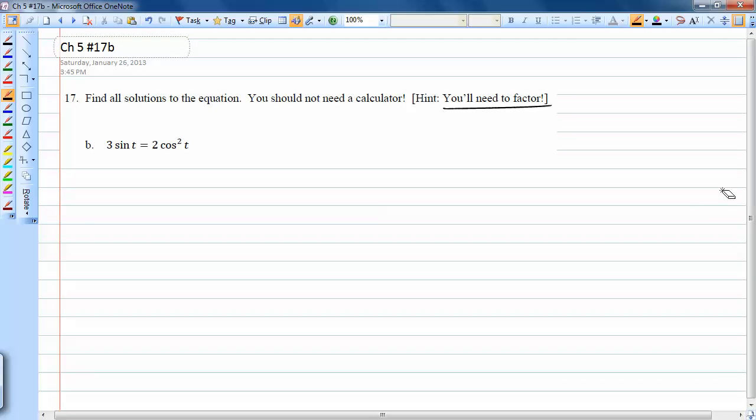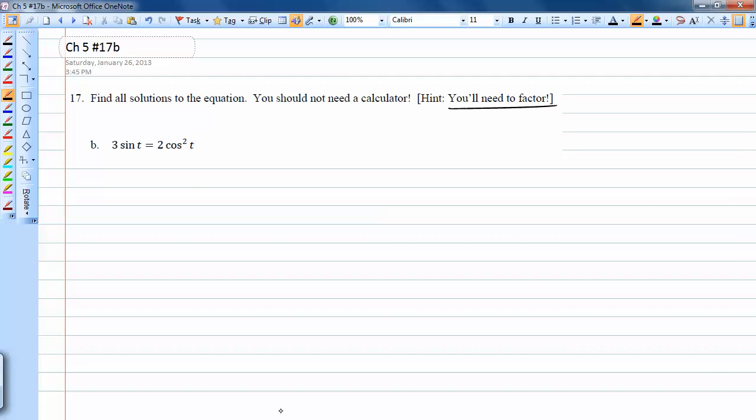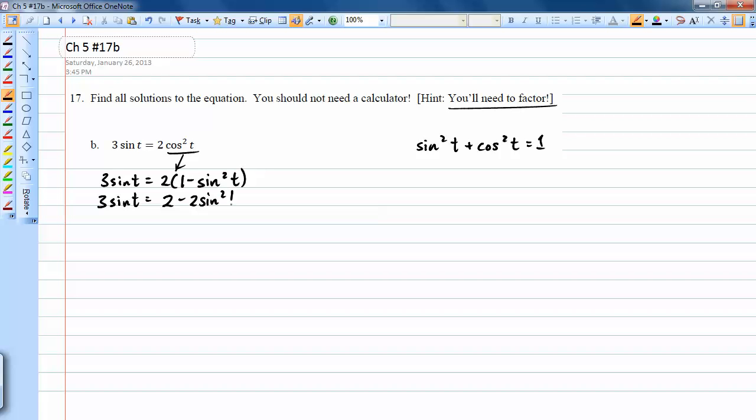Now I've got a sine term on the right and a cosine squared term on the left. Remember, sine squared and cosine squared are related in that if you add them, they always have to be 1. So this is the same thing as saying 2 parentheses 1 minus sine squared. Now if I work this out, I get 3 sine t equals 2 minus 2 sine squared t.